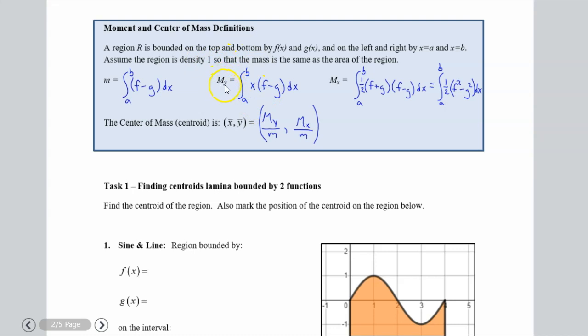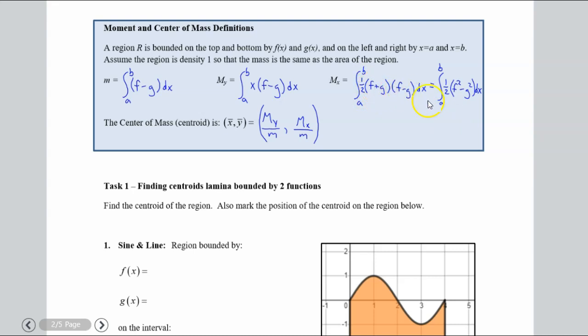The moment about the y-axis, again assuming density 1, is just going to be that distance x times the area we're looking at, so x times f minus g times dx. So that's the mass times distance from the y-axis, which is x. And then Mx, if you're looking at strict mass times distance, we get this area mass right here, and then the distance going up is just the average of f plus g. So f plus g over 2 will get you right in the middle of the two.